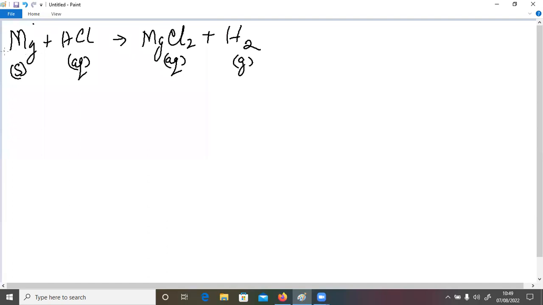Balance the equation: one magnesium, one H, two hydrogen. So we need to convert this to 2HCl, giving two chlorides. So it is balanced like that. Okay. Then we want to consider, suppose that we use some grams of magnesium, how much hydrogen is produced. Then it is a good number.